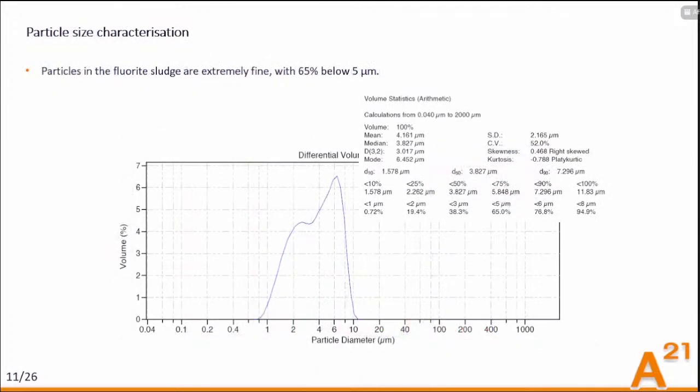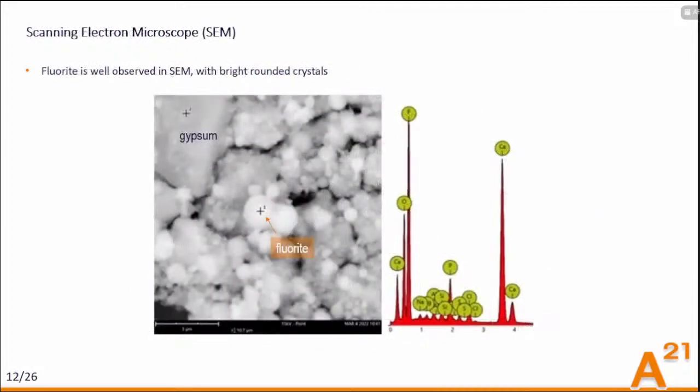Then here we have the particle size analysis, and almost all of the particles have a size less than 10 microns, with 65% below 5, so they are extremely fine. Here we can see the picture of the stem, and these round, bright crystals are fluorides. You can see quite a lot of them. The scale is 1 micron, so you can see how tiny they are, and they are quite abundant. On the top left, you can see the gypsum just as a comparison.